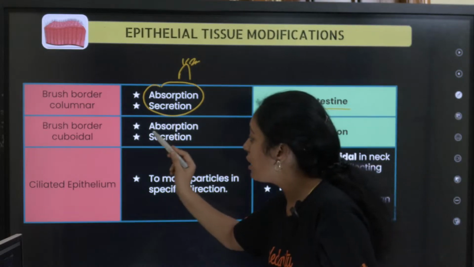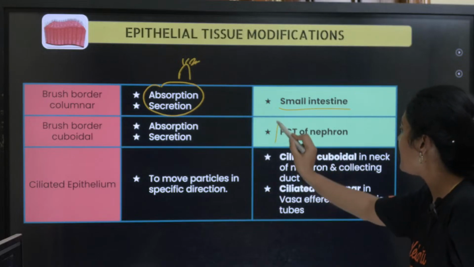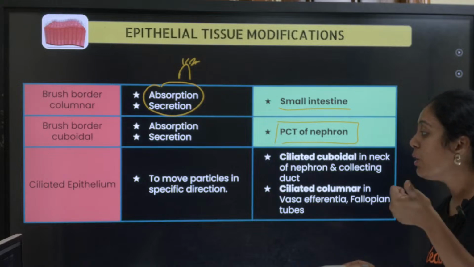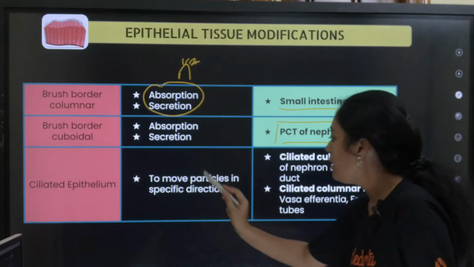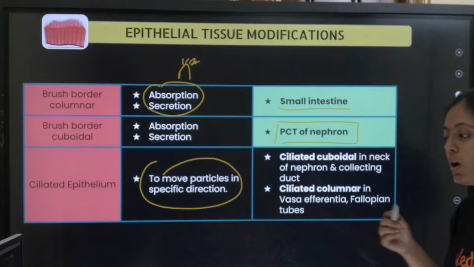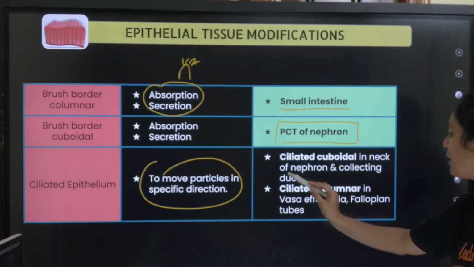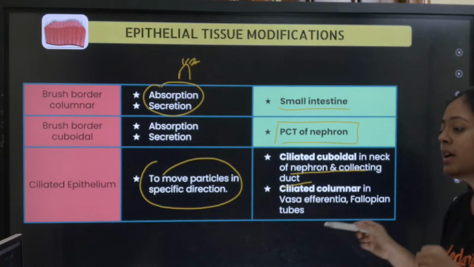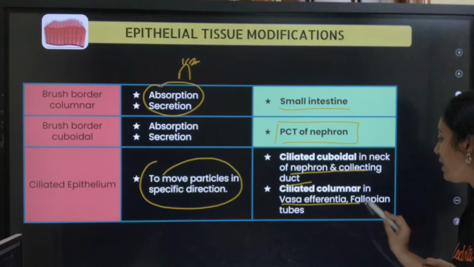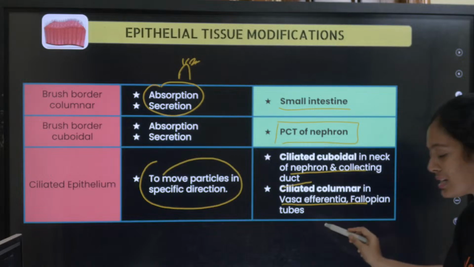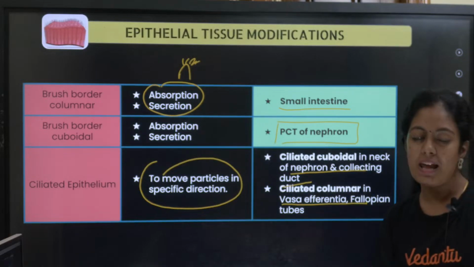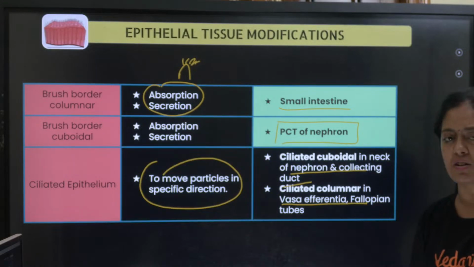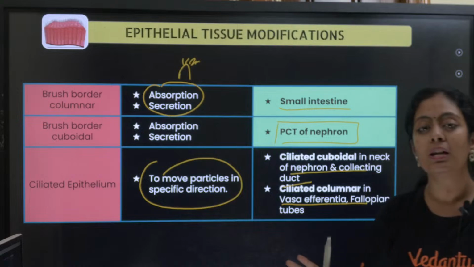Okay, then you have brush border cuboidal. Where is it present? It is present in the PCT of the nephron. A very, very important point. Okay, then you have your ciliated epithelium. What is their function? To move particles in a specific direction. Ciliated cuboidal is in the neck of the nephron and collecting duct, helping in reabsorption, and ciliated columnar is in the vas efferentia, that is in your testis, and also in your female reproductive system, that is in your fallopian tube. Even if not in so much detail, you must definitely know the basic functions of the epithelium.